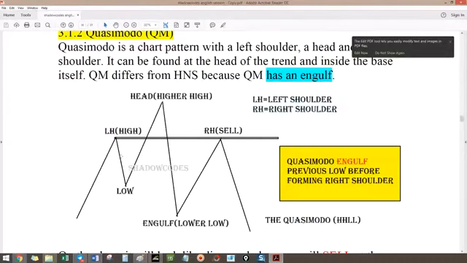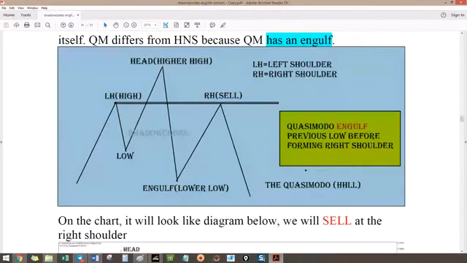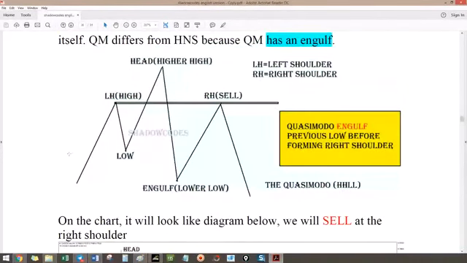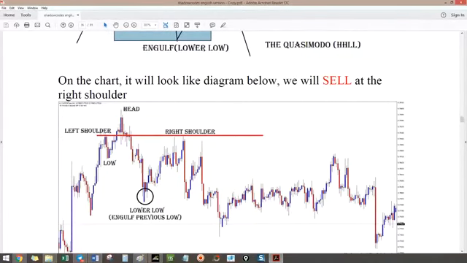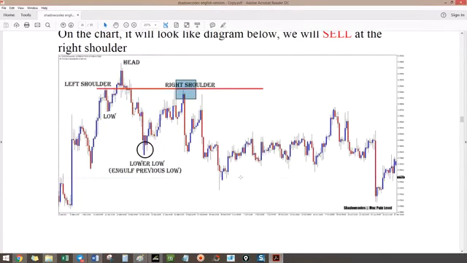Okay. So you have a high, low, higher high, lower low, and you will sell at the QM level. So Quasimodo engulf previous low before forming right shoulder. This is the Quasimodo, the higher high and lower low, the over under. So on the chart, QM will look something like this. Left shoulder, low, head, and the lower low is engulfed here. And then you'll be entry on the right shoulder, right?